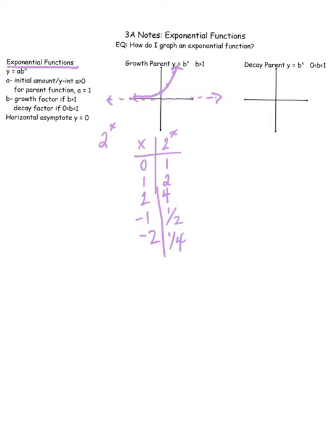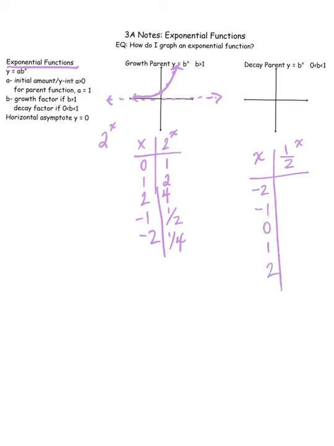Well, what if that b value is not bigger than 1? What if it's between 0 and 1, right? That's going to be showing decay. Okay, we have growth and we have decay. So if that b value is between 0 and 1, it's going to be showing decay. Well, let's say we pick 1/2. Okay, let's say b is 1/2. So now we have x, and then we have 1/2 to the x power. Again, let's do our -2, -1, 0, 1, and 2.